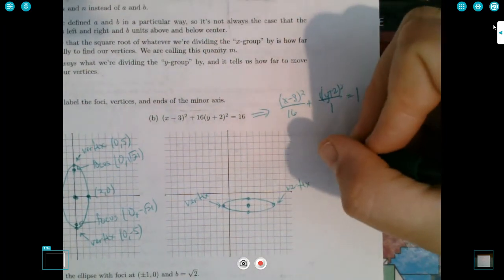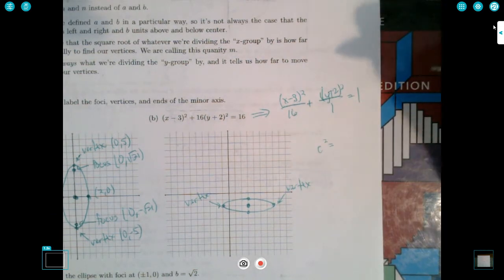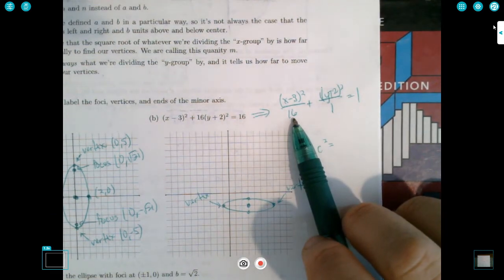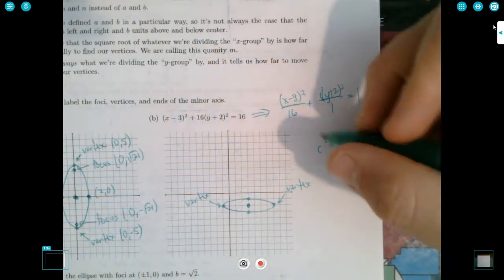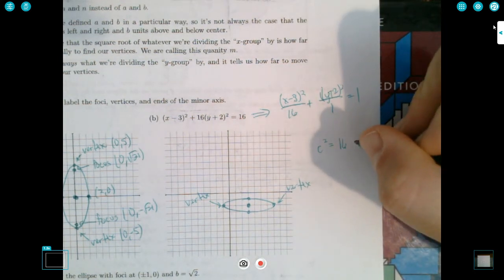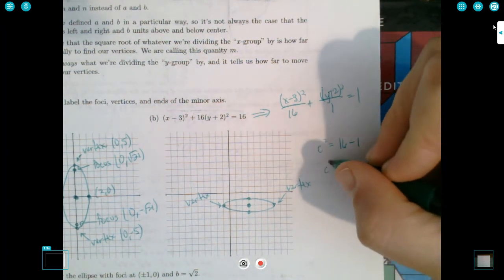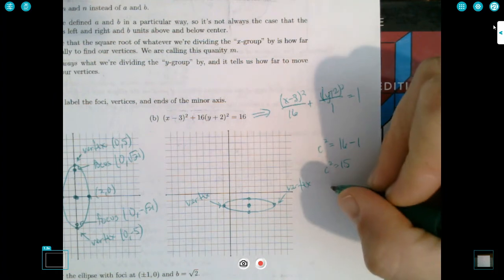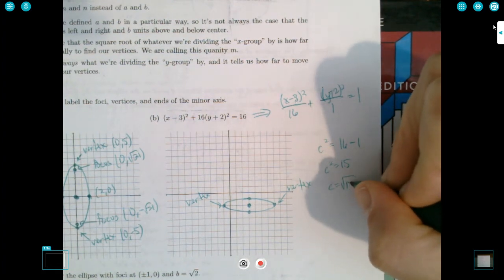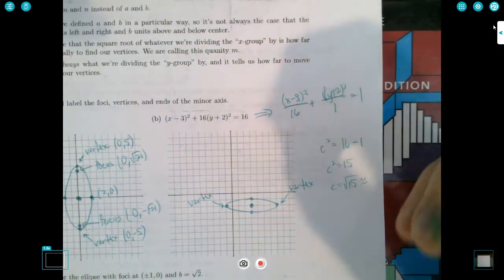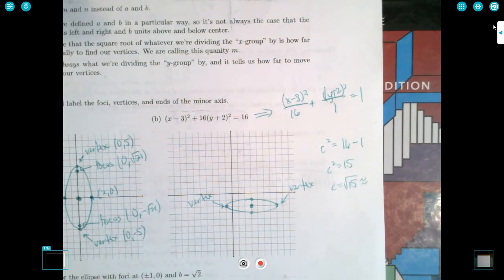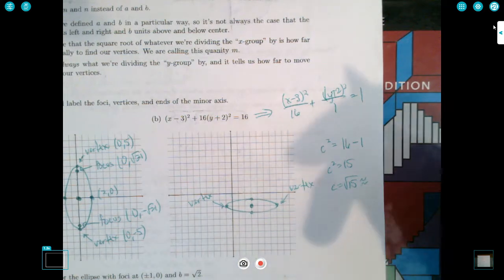Well, again, it's going to be c squared equals. Notice that in this case, a is 4, so a squared is 16. So it's a squared minus b squared. Right? So a is always the larger of the two numbers. So c squared would be 15. So that means c is the square root of 15. That's about 3.87.